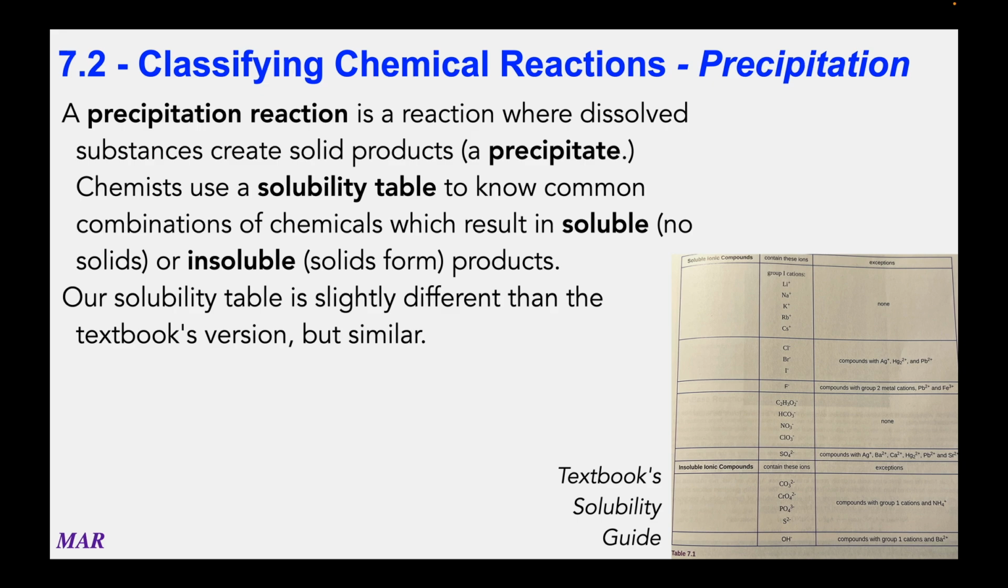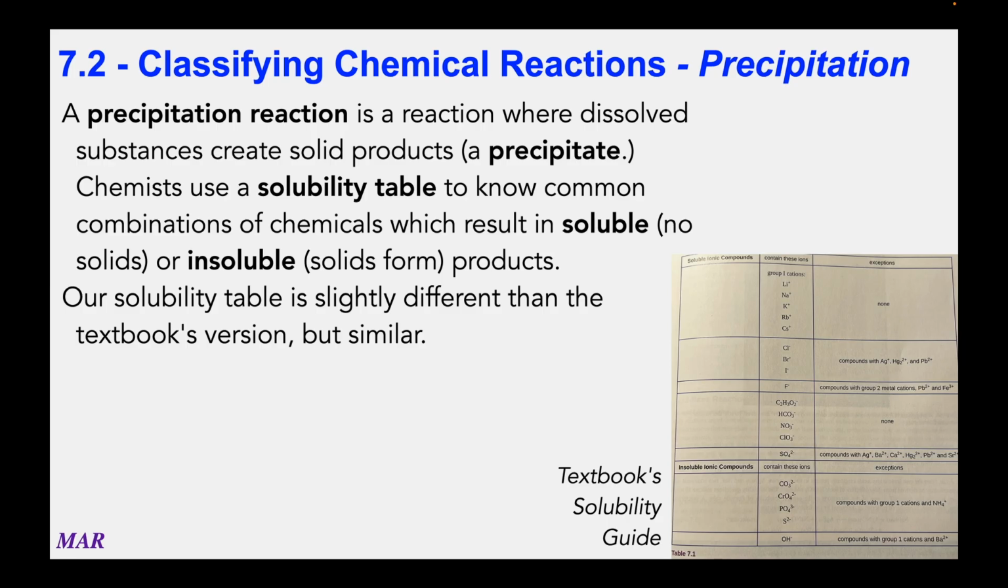So chemists like to classify chemical reactions according to what they'll do. A precipitate reaction, or a precipitation reaction, is just a reaction where a solid forms. To understand when compounds form solids and when they don't, at this level we'll use what a lot of chemists use, which is called a solubility table. A solubility table just shows different combinations of chemicals that can result in soluble or insoluble products.